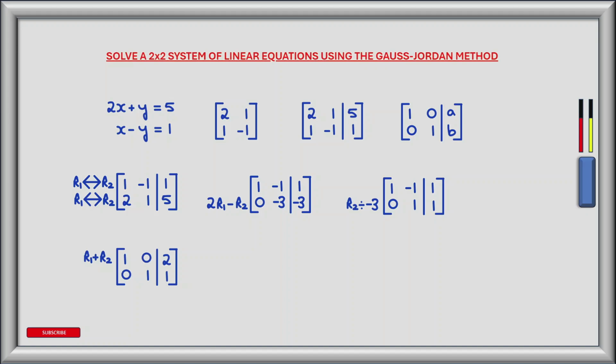We can pick the values of x and y from the rows in the matrix. So from row 1, that's this row here, we get x is equal to 2. And from row 2, so that's this row here, we get y is equal to 1. And therefore x equals 2 and y equals 1 is the solution to our system of linear equations.